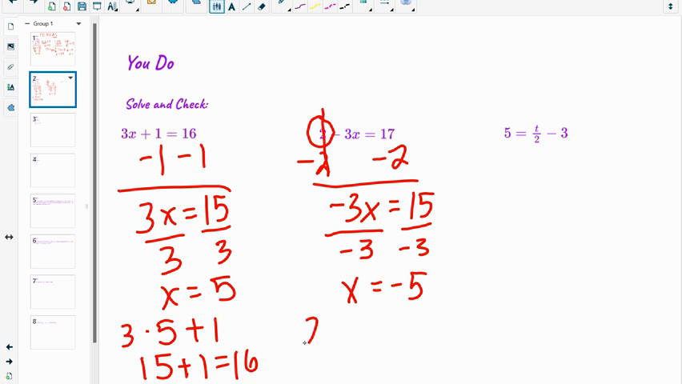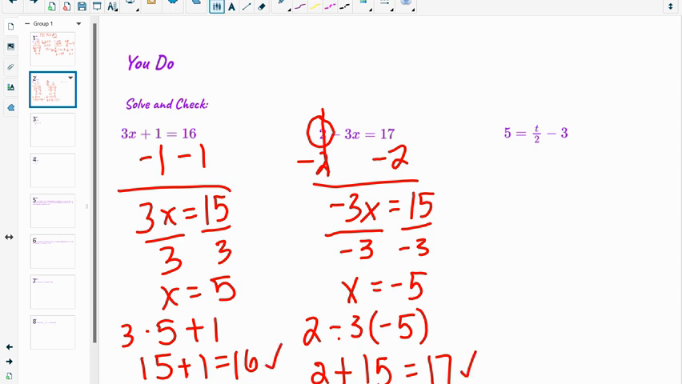And so we get 2 minus 3 times negative 5 in our check. Remember, this is a negative 3 times a negative 5 gives us a positive 15. So 2 plus 15 is 17, and we're good.